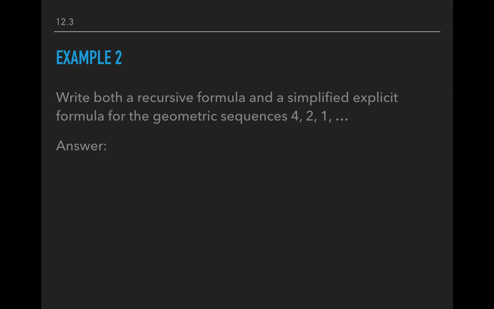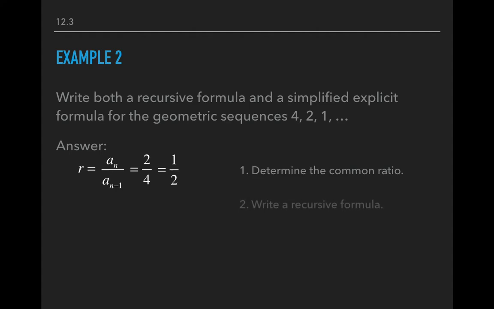So to be able to do this, we need to first know what our common ratio is. And that would be the second term divided by the first term. That's 2 over 4, which simplifies to 1/2. So that is our common ratio. Now, with that, we're going to plug that into our recursive formula. Our recursive formula would be a sub n is equal to the ratio, which was 1/2, times the previous term, and we have to include what our first term was. Our first term was 4.